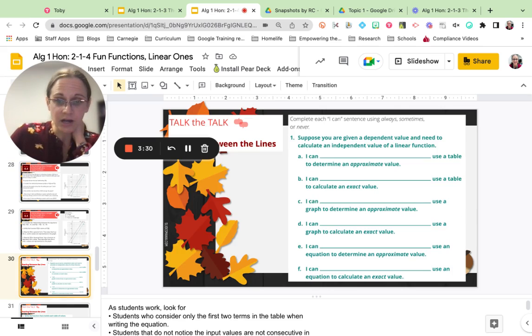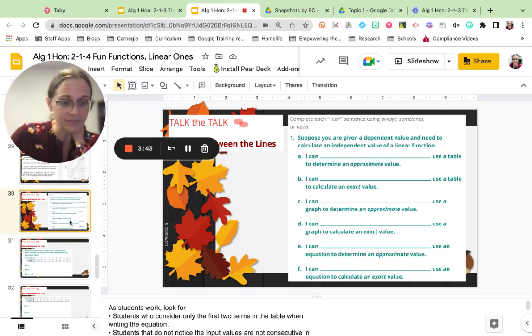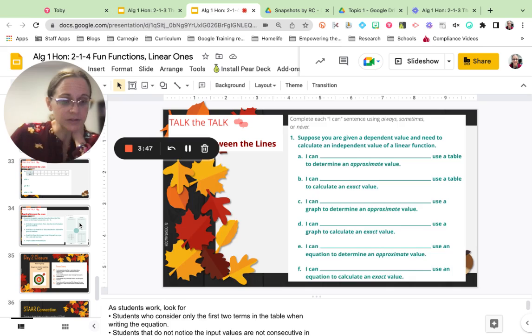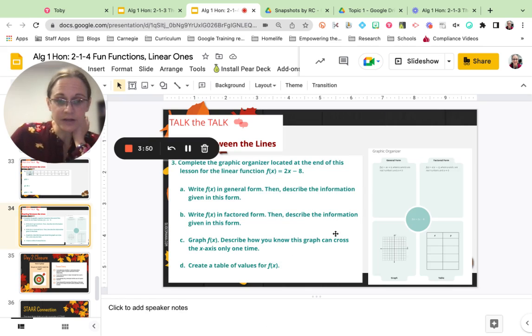Our talk, the talk, has students determining whether they could always, sometimes, or never get an approximate value or an exact value. You want to be sure that kids have a clear understanding of the difference between approximate and exact. And they may work on the talk with their partners. At the end here, they're going to complete a graphic organizer that looks at the general form and the factored form within multiple representations.